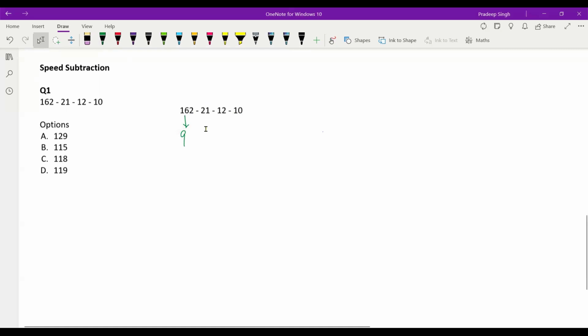Digit sum of 21, 2 plus 1 will give us 3. Digit sum of 12, 1 plus 2 will give us 3. And finally, the digit sum of 10 will be 1 plus 0, which is just 1. And now all we need to do is just subtract.